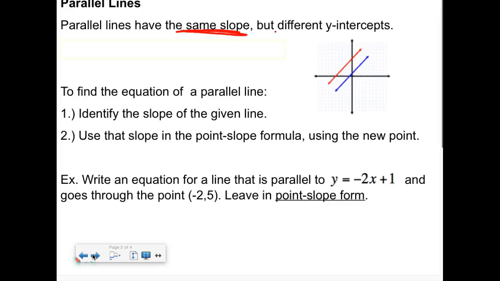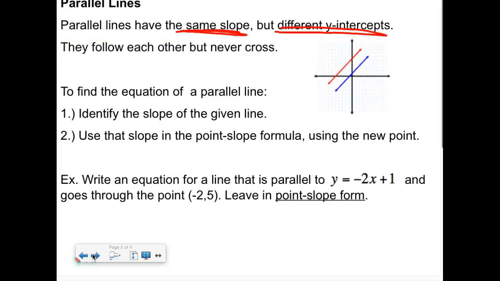But they have different y-intercepts. If I'm looking at this graph here with these two lines, they have to have the same slope because they have to have the same rise over run. They have to have the same rate going up that graph, but they need to have different y-intercepts. If they don't, it would be the exact same line. As we know, parallel lines follow each other forever and ever, but they never cross or never intersect. And those are probably words that you should remember from geometry from last year.